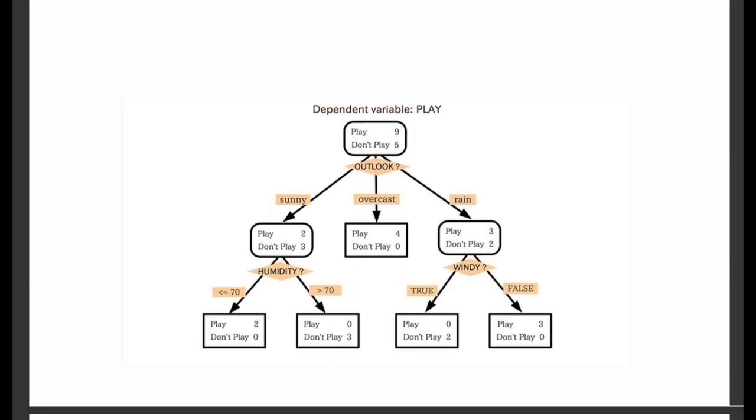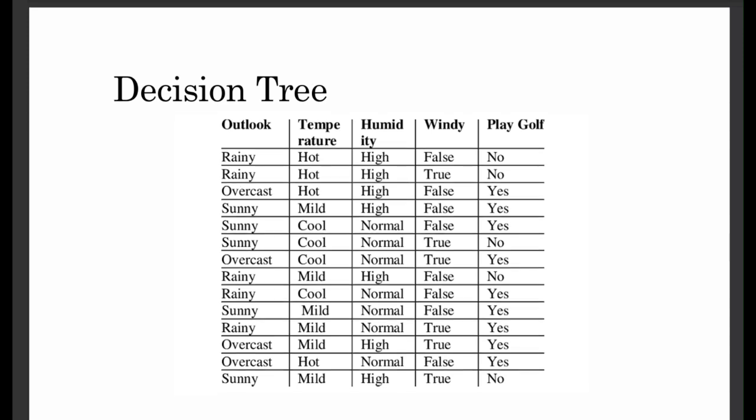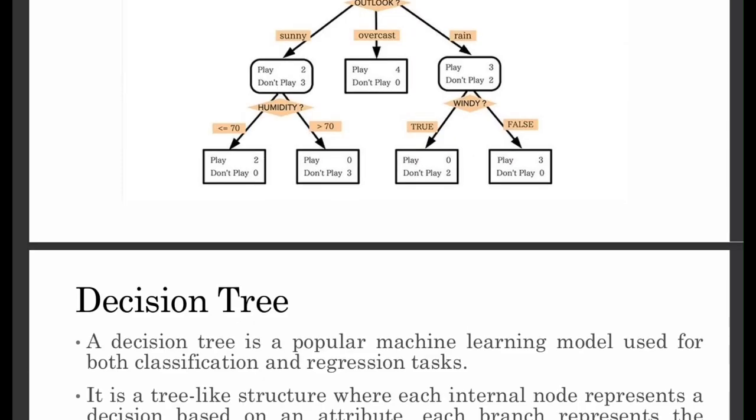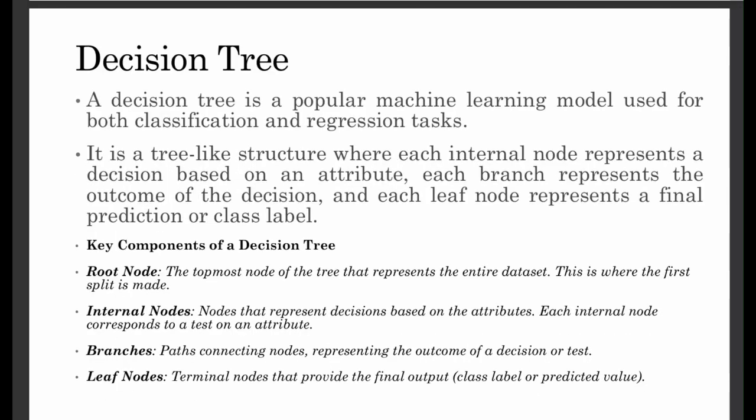And this is the decision tree for the above given data. As I have mentioned, the key components of a decision tree are root node, internal nodes, branches, and leaf nodes.